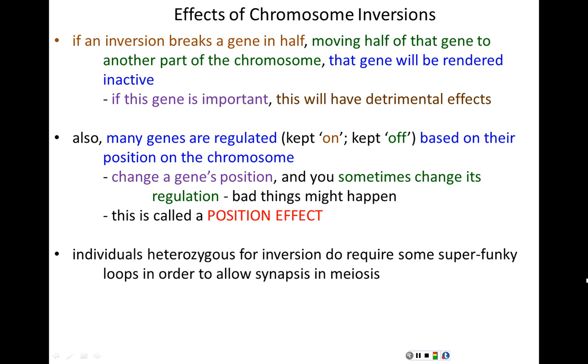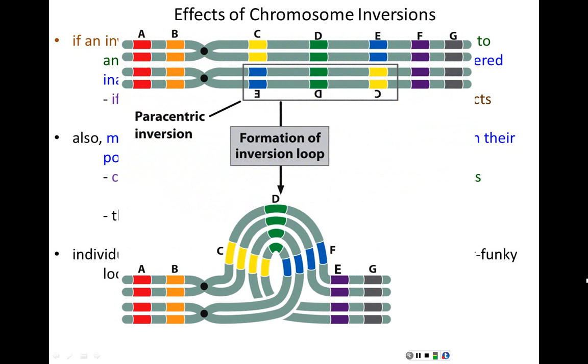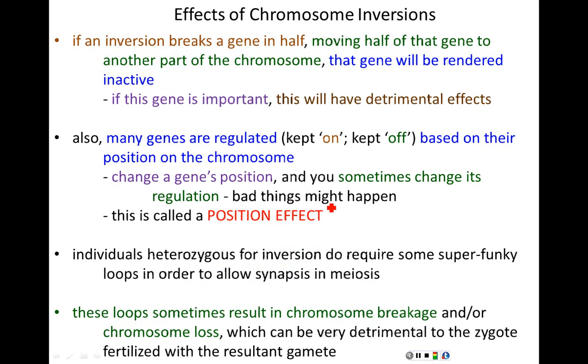Individuals that are heterozygous for inversions require some pretty funky twists and loops in order to allow synapsis. You can see these two chromosomes, one has undergone an inversion event, the other hasn't. They have to really knot up with one another to zip up properly for synapsis in prophase 1. It goes without saying that these types of loops and knots often result in chromosomal stress and chromosomal breakage, which in turn results in chromosomal loss, and this can be very detrimental to the organism that has these cells in it.